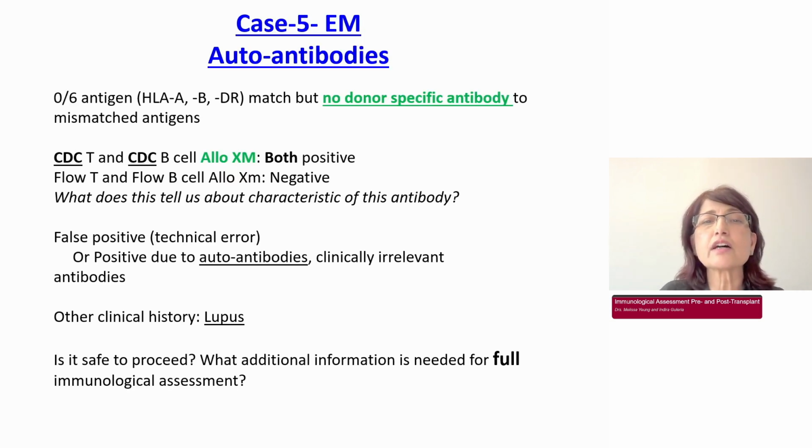So that's the reason. Now we have another case, which is an autoantibody case. The patient had no donor-specific antibody. The CDC T and B allo cross matches were both positive. Flow cross matches were negative. Now, we want to take a pause to think about what could be the characteristic of this antibody. Dr. Young just mentioned that the CDC cross match will pick up something called IgM antibodies.